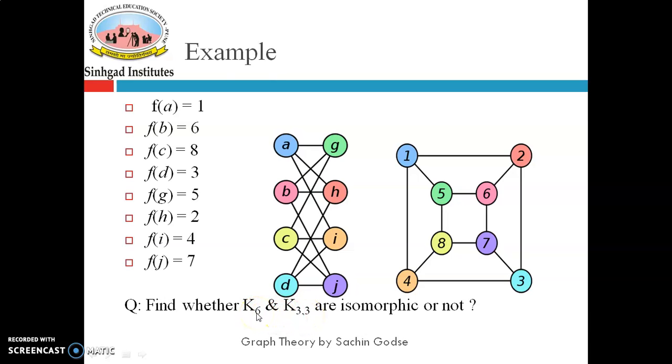Second condition, the number of edges. We have a formula for the total number of edges, n into n minus 1 upon 2. So in this case 6 into 5 divided by 2, so 30 divided by 2, that is 15 edges contained in K6. Here 9 edges will be contained in the complete bipartite graph, 3 into 3, so the second condition is not satisfied. That's why we can say that it is not an isomorphic graph.